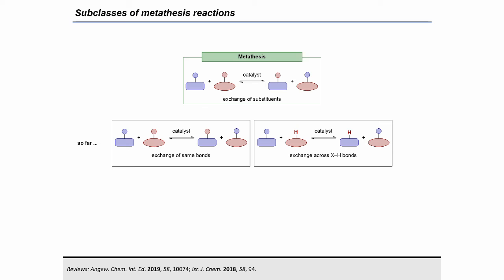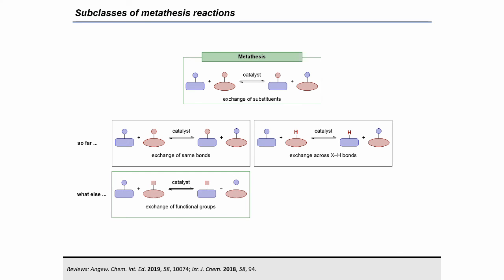Previously, we have mainly discussed processes in which either the same bonds or substituents across an X-H bond were exchanged. This ultimately means that a hydrogen atom is exchanged with a functional group and vice versa. A potentially attractive alternative would be to develop functional group metathesis reactions wherein two functional groups can be interchanged. One key advantage compared to traditional functional group interconversion is that the interconversion can be carried out in both directions under roughly similar reaction conditions.